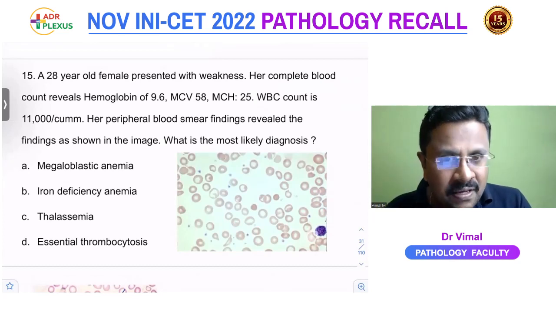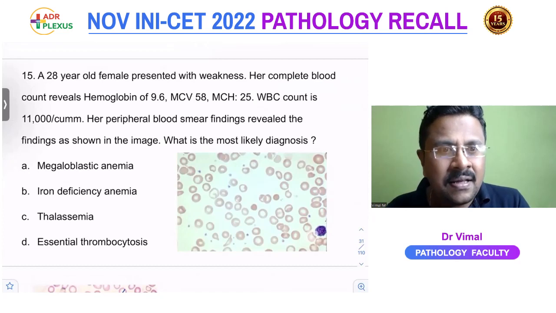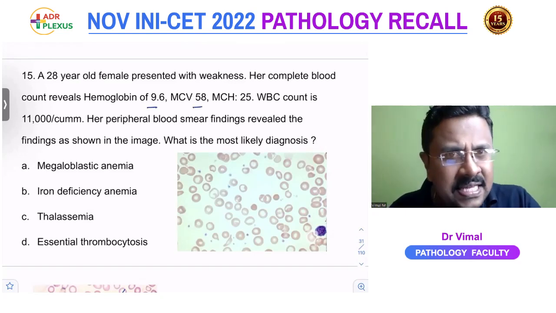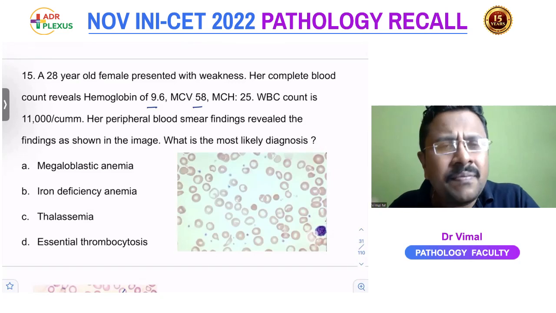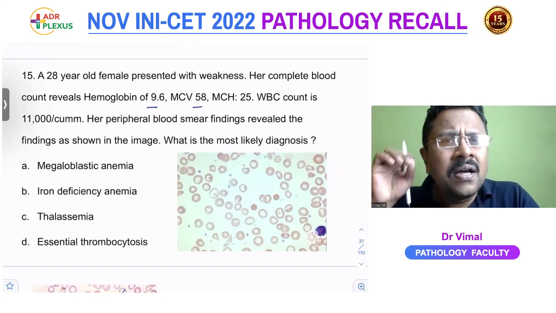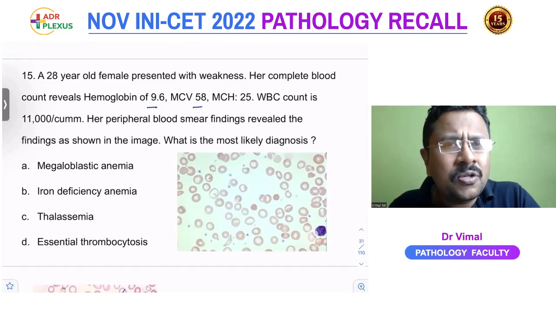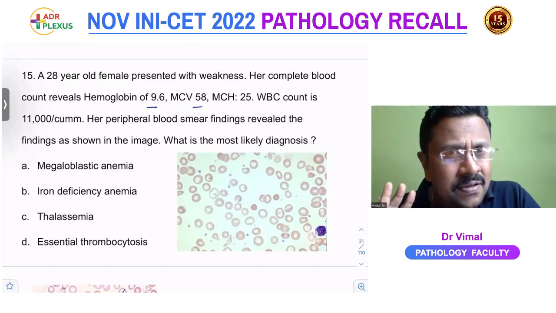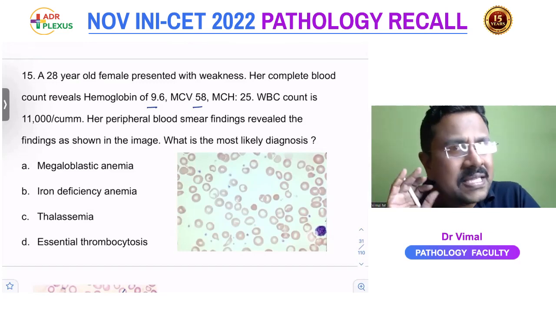A 28-year-old female presented with weakness and pallor, and the complete blood count reveals hemoglobin was 9.6 and MCV was 58. Again, it is a case of microcytic hypochromic anemia. Remember, students, this microcytic hypochromic anemia, the table column which I showed you, and also the images, definitely minimum 2 or 3 questions are asked in the NEET exam as well as in your INICET exam. Please remember that it is a very high yield topic, and examiners are not fed up of asking that question.